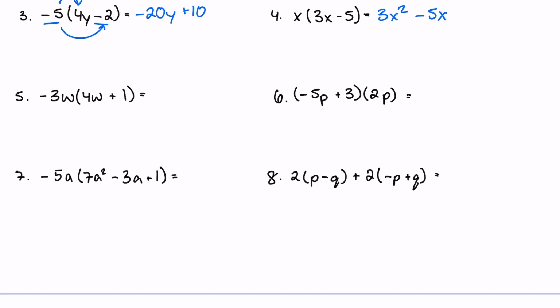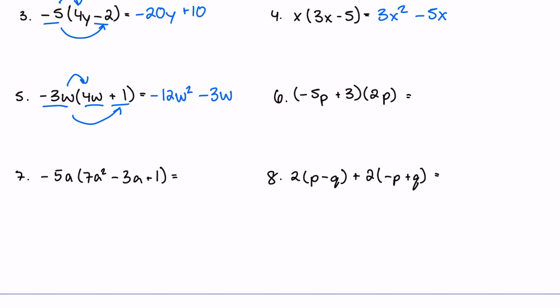For example 5, we have negative 3w times 4w plus 1. So this needs to get distributed to the 4w and also to the positive 1. Negative 3w times 4w is going to be negative 3 times 4, which is negative 12, and w times w is w squared, so negative 12w squared. And negative 3w times positive 1 is just negative 3w. So our answer is negative 12w squared minus 3w.